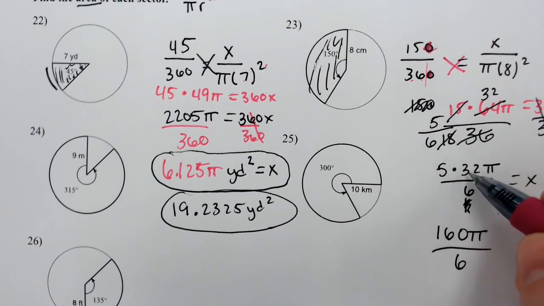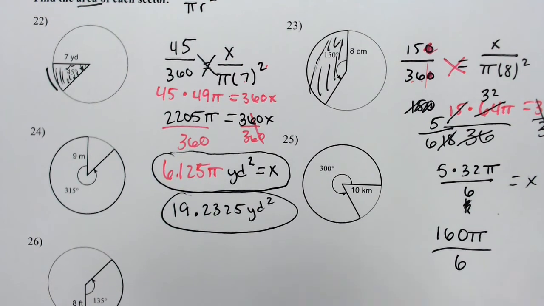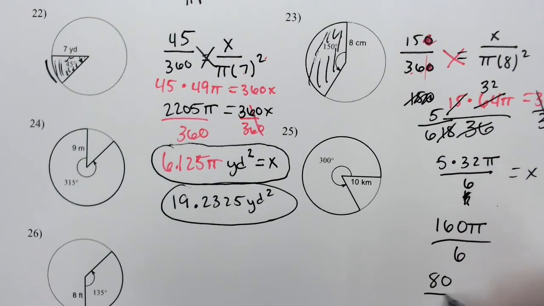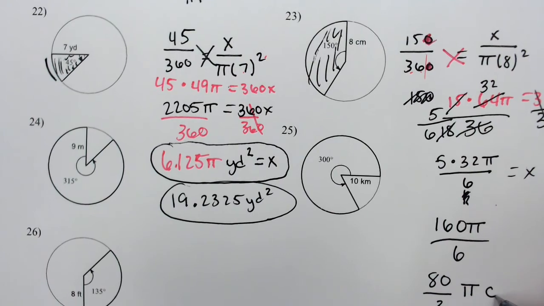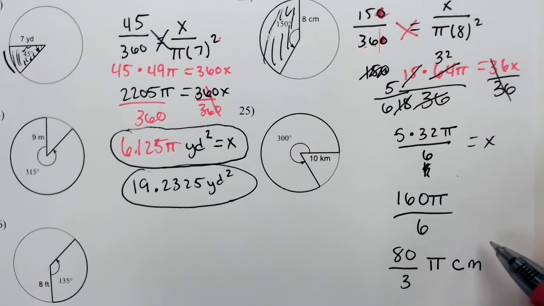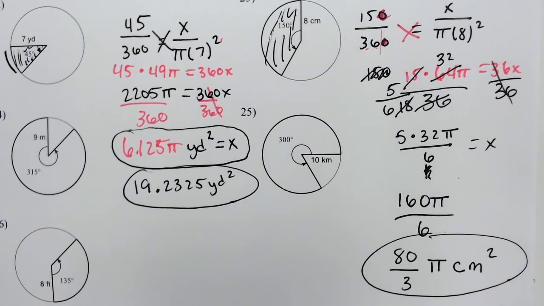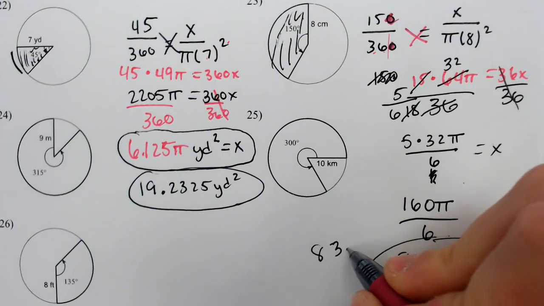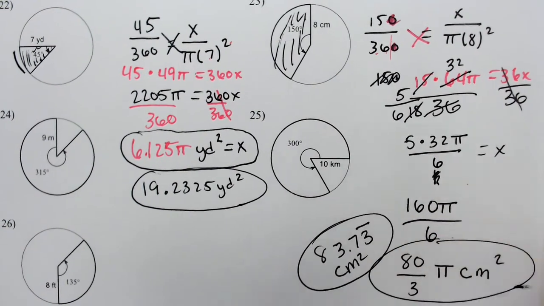I actually multiplied the 5 and 32 together. If we divide 160 by 6, we end up with a decimal, but that's okay. It is 80 over 3 if you simplify it, pi, and the unit of measurement was centimeters, so centimeters squared. Again, if you multiply by 3.14, you'd end up with 83.73 repeat centimeters squared if you did that.